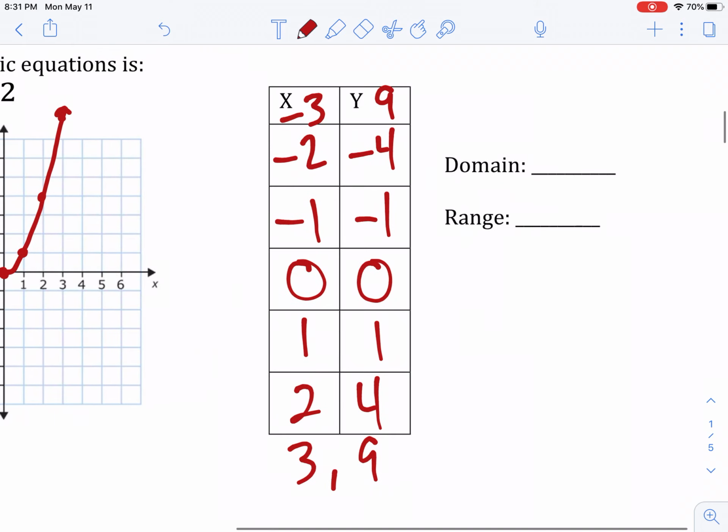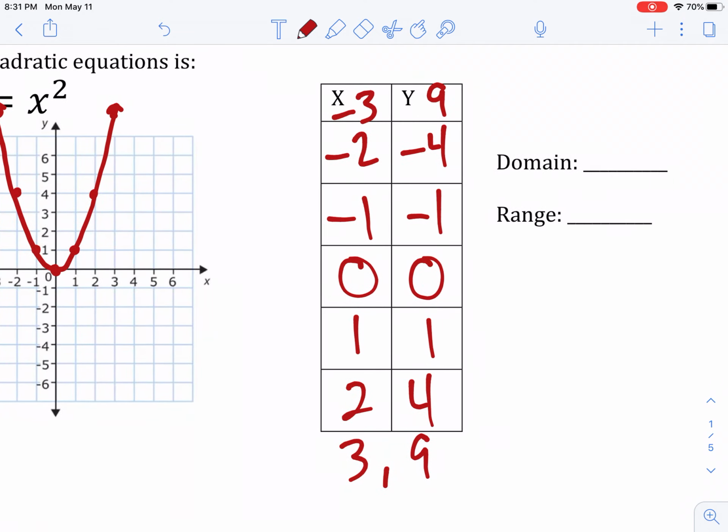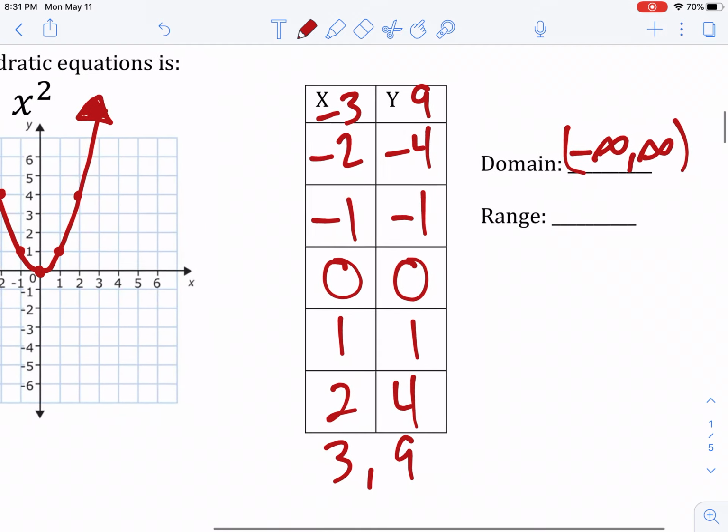The domain is all the x values. The range is all the y values. Okay, so the domain of this parabola is -infinity to infinity. If you remember back to when we did domain and range, these graphs have arrowheads. So basically, your domain is going to go all the way left and all the way right forever and ever, both directions. So it's -infinity to positive infinity.